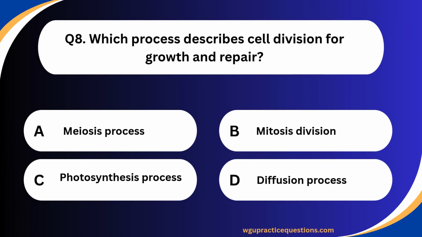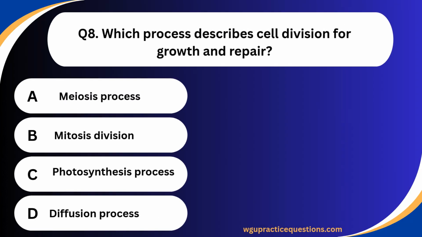Question 8. Which process describes cell division for growth and repair? A. Meiosis process. B. Mitosis division. C. Photosynthesis process. D. Diffusion process. Which one is the correct answer? The correct answer is B.